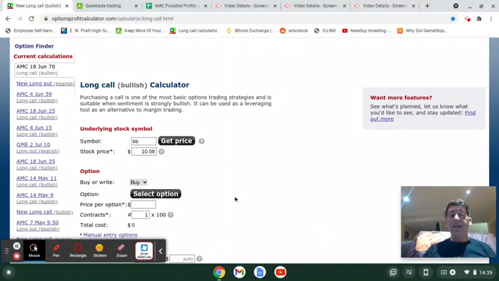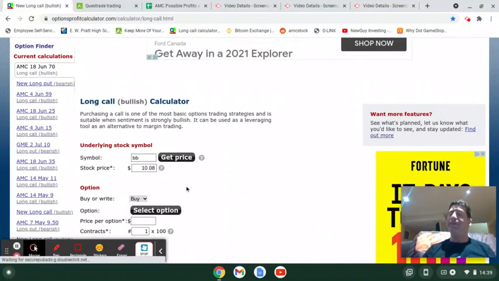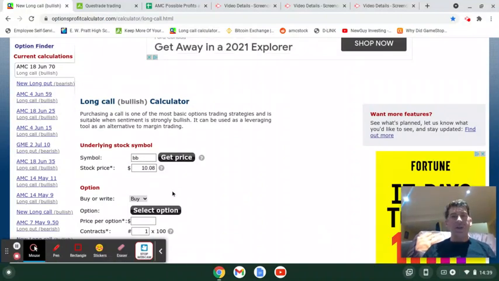Okay, so we've looked at some AMC options, which right now AMC is really popular, going to the moon.